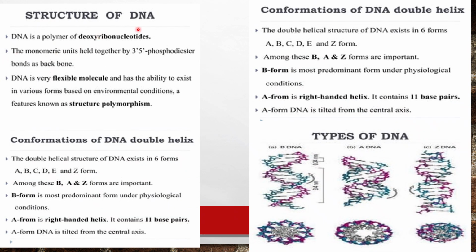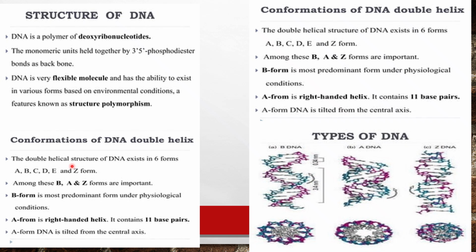Then structure of DNA. DNA is a polymer of deoxyribonucleotides. The monomeric units are held together by 3 prime, 5 prime phosphodiester bonds as the backbone. DNA is a very flexible molecule and has the ability to exist in various forms based on the environmental condition, a feature known as structural polymorphism. Then conformation of DNA double helix.